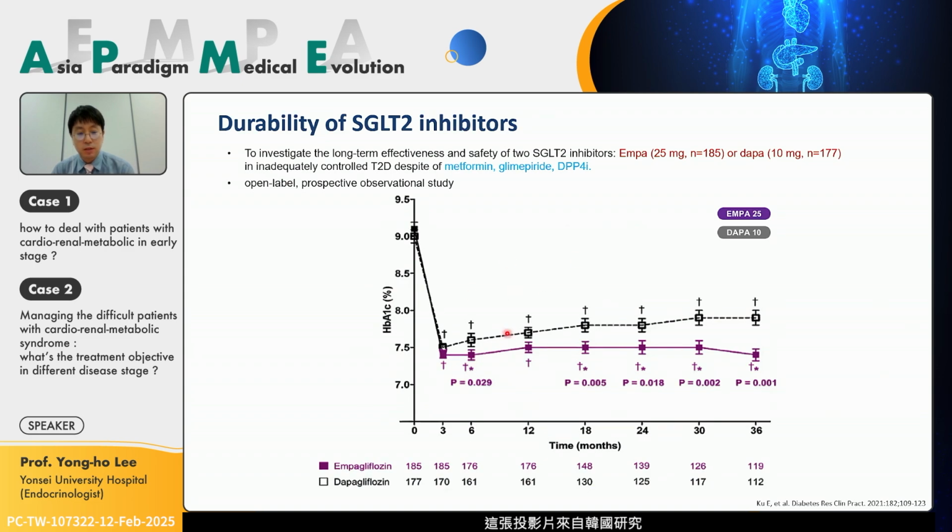So this slide came from the study from Korean researchers using empagliflozin 25 milligrams versus dapagliflozin 10 milligrams, and they followed for 3 years. And those populations were uncontrolled diabetes despite using 3 regimens, including metformin, sulfonylurea, and DPP-4 inhibitors. And you can see the purple line showing here. These are the empagliflozin 25 milligrams versus dapagliflozin 10 milligrams, indicating that when we use a higher dose of empagliflozin, the HbA1c levels were continuously under control for at least 3 years, indicating the durability of SGLT2 inhibitors.